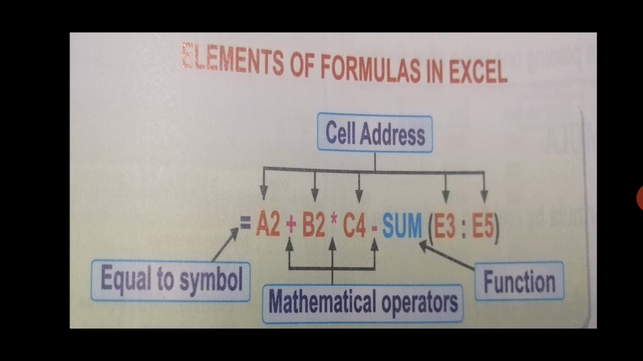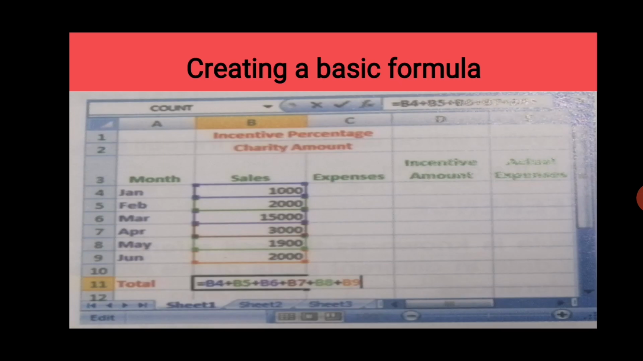Now how can we create a basic formula in a table? We just select the range of our cells, or we can simply type our cell references. You can see here B11, our cell reference, equals to sign B4 plus B5 plus B6 plus B7 plus B8 plus B9.